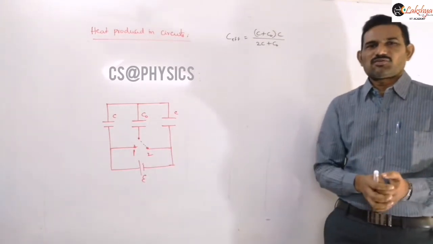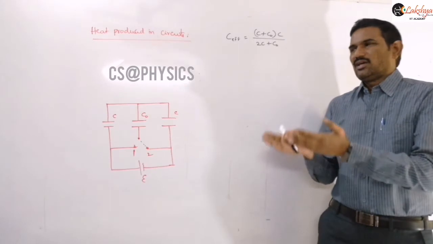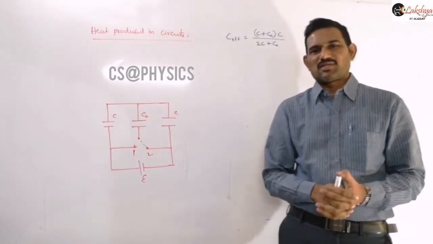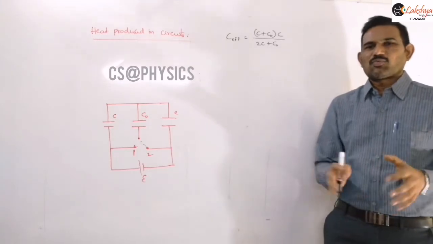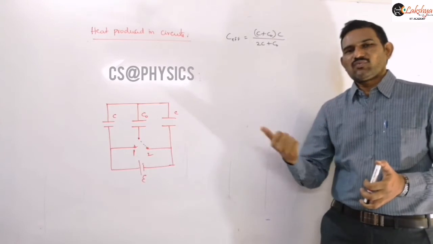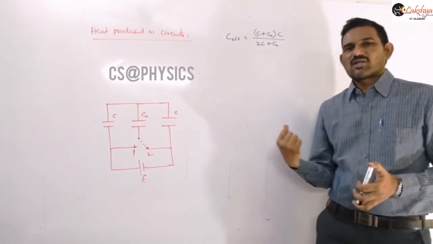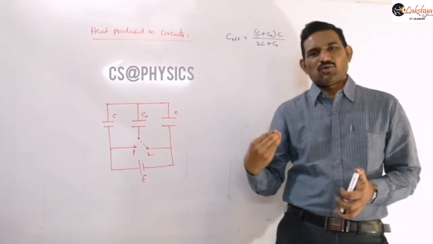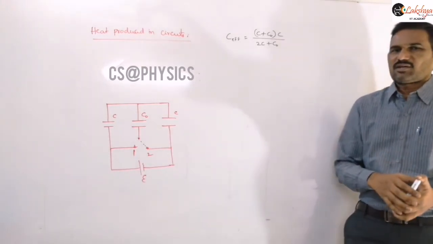If no charge is flowing through that, then you can say that whatever the initial energy stored in the capacitor, the final energy stored in the capacitor will be the same, and so the heat produced will be zero in general if no charge is flowing. So we need to verify it carefully when you are shifting the switch, whether the charge is flowing through the battery or not.